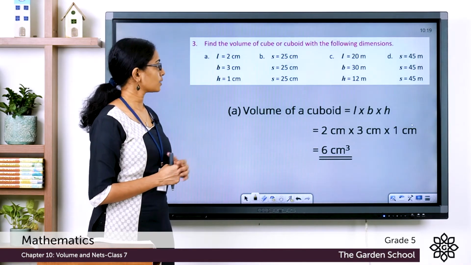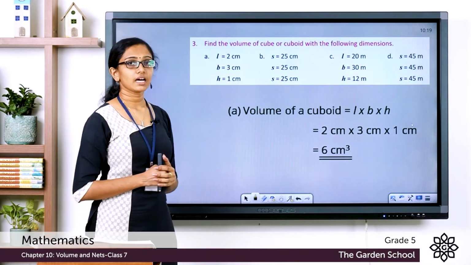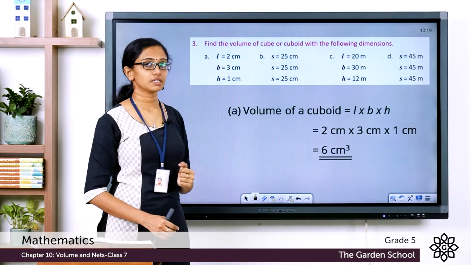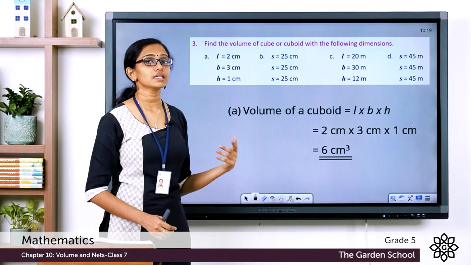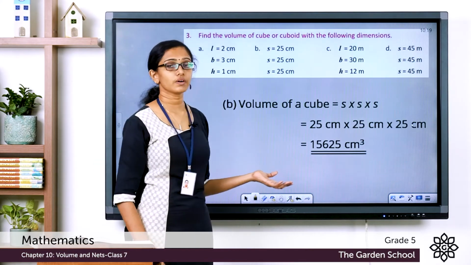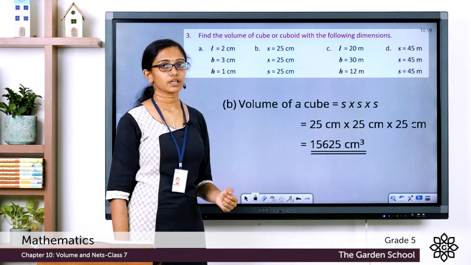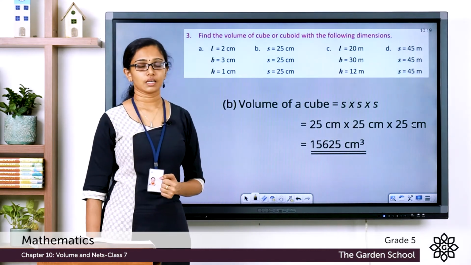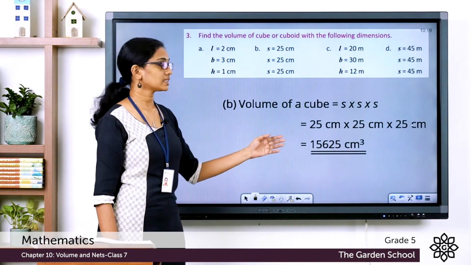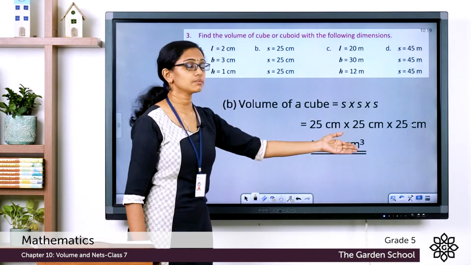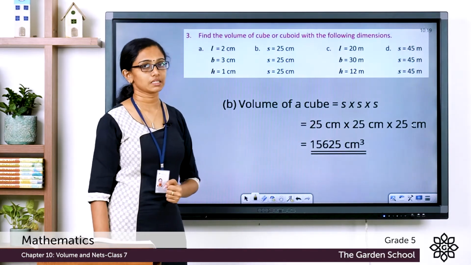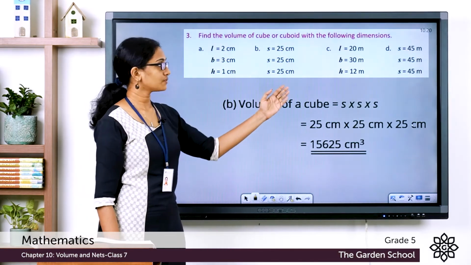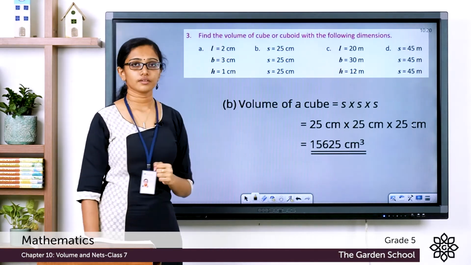Now, the second one, here the sides are given. The sides are all the same. So, it is a cube and the side is 25 centimeter and hence the volume of a cube, what is it? What is the formula? The volume of a cube is equal to side into side into side, which is equal to 25 centimeter into 25 centimeter into 25 centimeter, which gives you the answer 15,625 centimeter cube or cubic centimeters. So, I hope you are clear with these examples. Now, similarly, you have to solve the other 2 questions in your notebook.